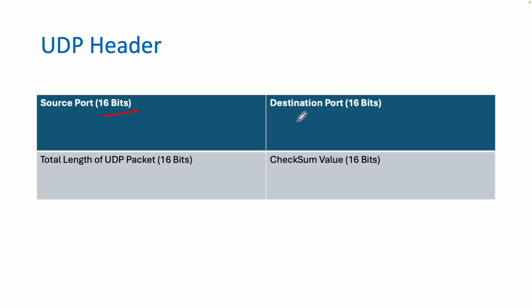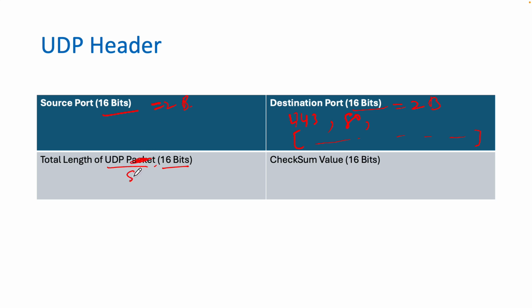In the destination port, well-known port mostly like 443 or let's say 80 or FTP ports, right? So that information about the destination port will be mentioned in this 16-bit field, that is 2 bytes. This one as well, 2 bytes. And this one is of 16 bits, total length of the UDP packet.